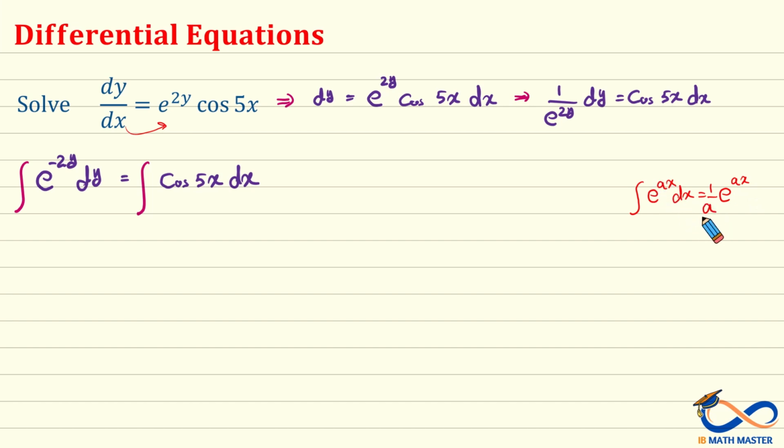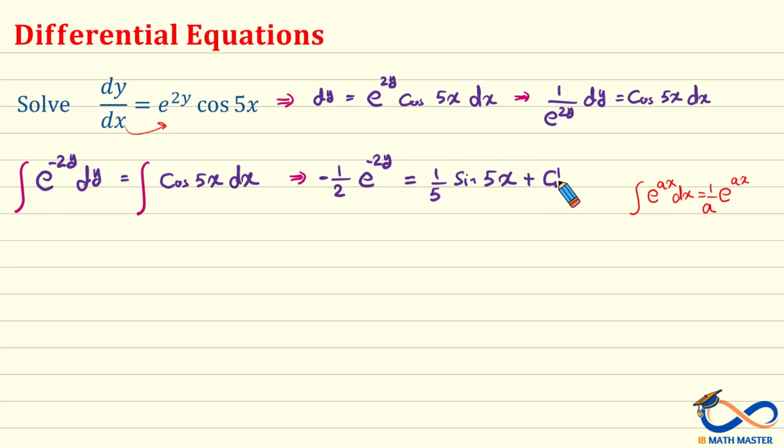So here, to integrate this, we put 1 over negative 2, which will be a negative half. So 1 over negative 2 multiplied by the same e. In the same way, we learned also, when we integrate cosine 5x, it will be sine 5x. But again, we multiply by 1 over a, which is the number multiplied by x, 5. Plus the constant of integration c.